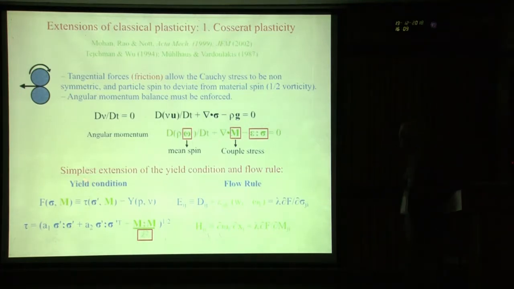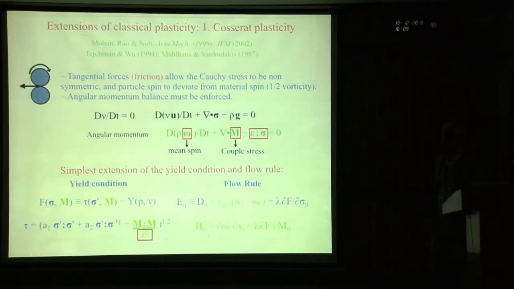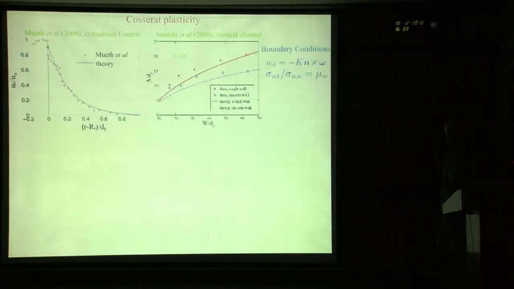So now, if you take the simplest possible extension, you don't need to know the details over here. It's the simplest extension of your classical plasticity, and magically it seems to work. First of all, it solves the problem of kinematic indeterminacy. You can compute the velocity profile in a simple shear flow or a more complex flow, and you typically get this exponentially decaying velocity as you move away from the moving surface. And there's experimental data for this.